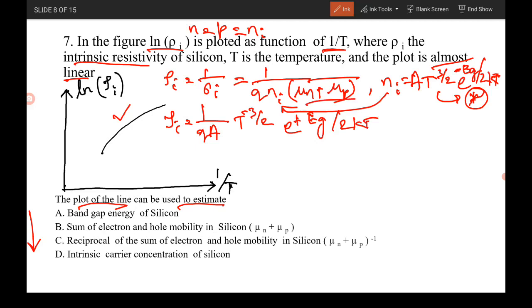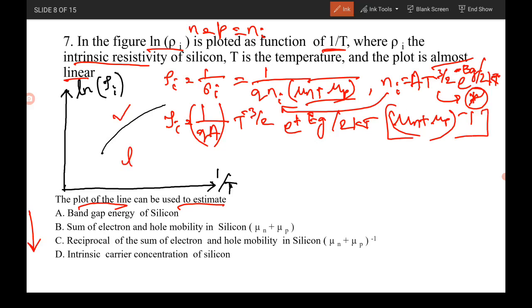And what will happen to mu n plus mu p? So it is again a constant value. So mu n plus mu p inverse. Okay, so this is also a constant. So 1 by qa is the constant value and mu n plus mu p is also a constant value.